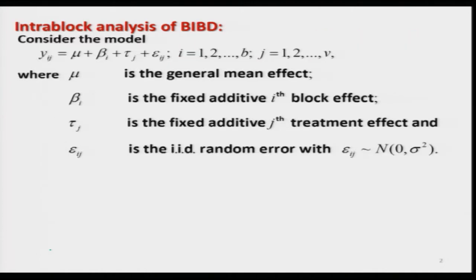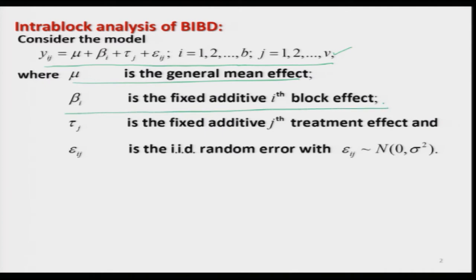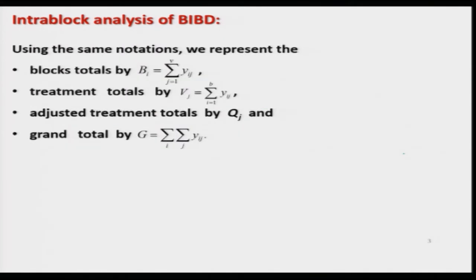So, just for your recollection, we started with the two-way model y_ij is equal to mu plus beta_i plus tau_j plus epsilon_ij, where i is going from 1 to b, b is the number of blocks, and j is going from 1 to v, v is the number of treatments. mu is the general mean effect, beta_i is the fixed additive ith block effect, tau_j is the fixed additive jth treatment effect, and epsilon_ij is the identically and independently distributed random error, which follows a normal distribution with mean 0 and variance sigma square.